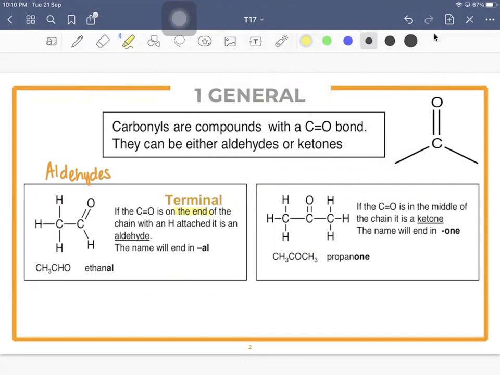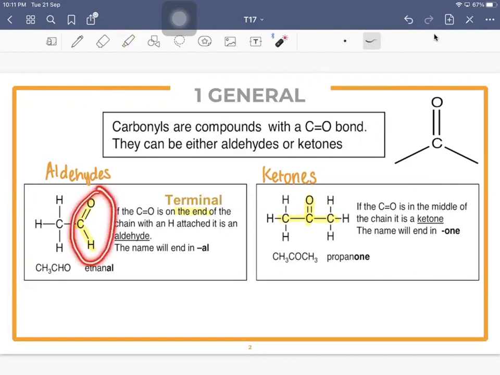As for ketones, the C double bond O will be attached to two alkyl groups. Whether it's attached to a methyl group, an ethyl group, propyl, and so on, as long as both bonds of the carbon in the C double bond O are attached to carbon atoms. It's important that you know the difference between ketone and aldehyde.